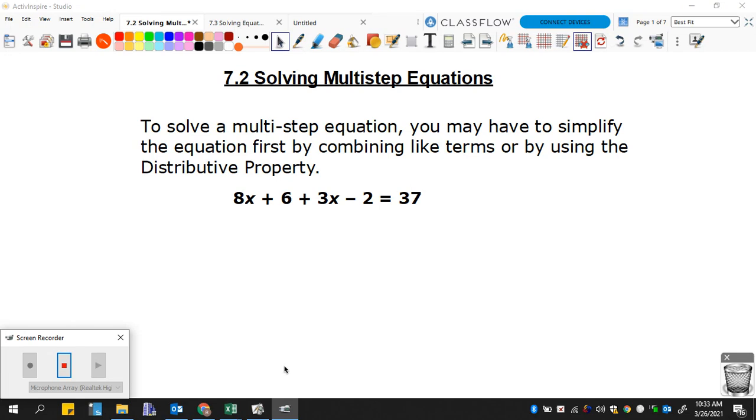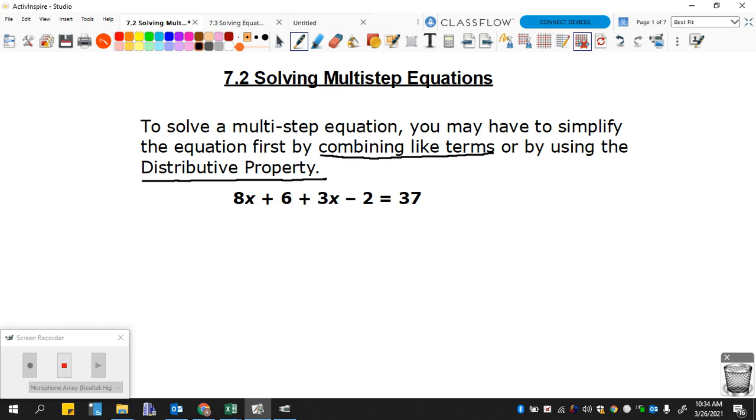In this lesson, we're going to continue learning how to solve equations. This morning, we're going to work on solving multi-step equations. To solve a multi-step equation, sometimes you have to simplify the equation first by combining the like terms, so combining all the variables and all the constants, or by using the distributive property, and we'll talk about the distributive property here in a minute.